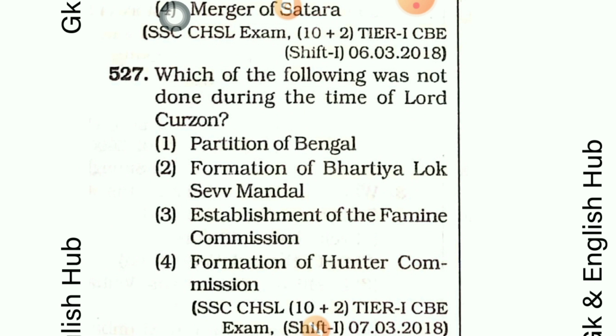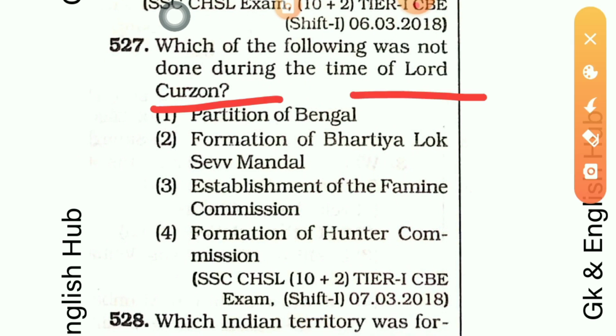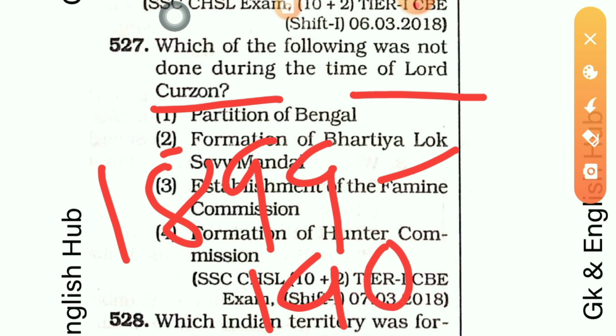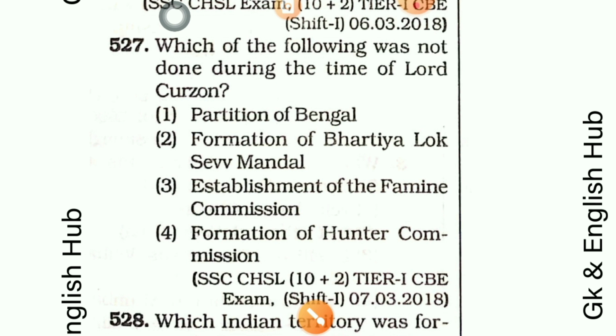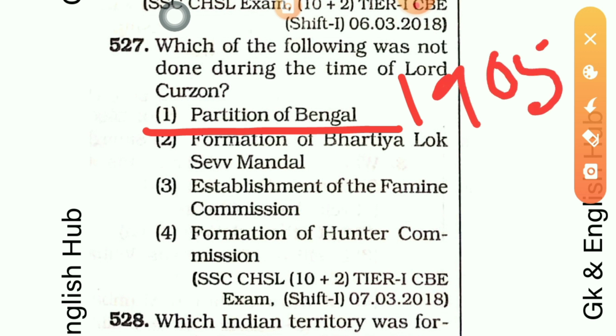Which of the following was not done during the time of this viceroy? So you have to know the tenure of this viceroy, yes, after 1857. His tenure was 1899 to 1905. Remember, my friends, 1899 to 1905. And during that time, what happened? Partition of Bengal happened in 1905. Okay.